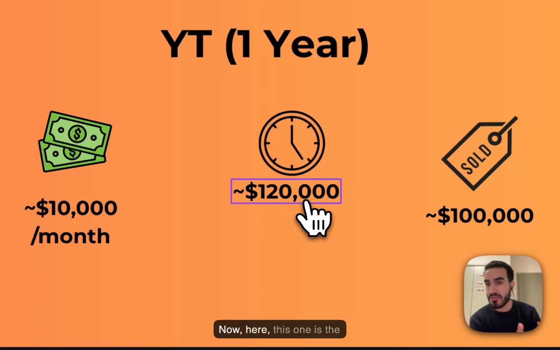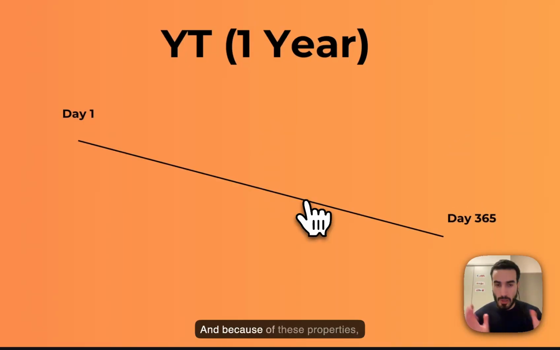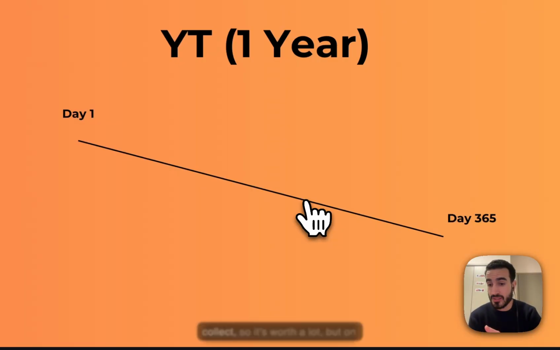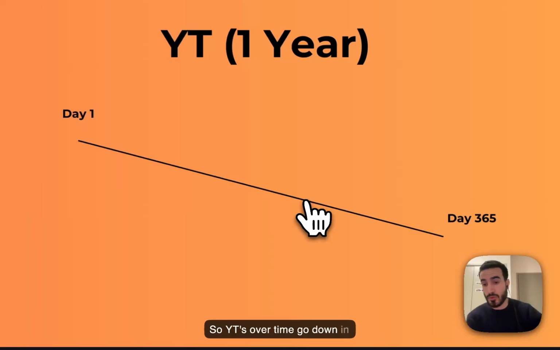Now, this one is the volatile, riskier investment of the two. And because of these properties, YTs always go down in value over time, because on day one, you have 12 months of rent to collect. So it's worth a lot. But on day 365, there's no more rent to collect. And so it's worth zero, right? So YTs over time go down in price.